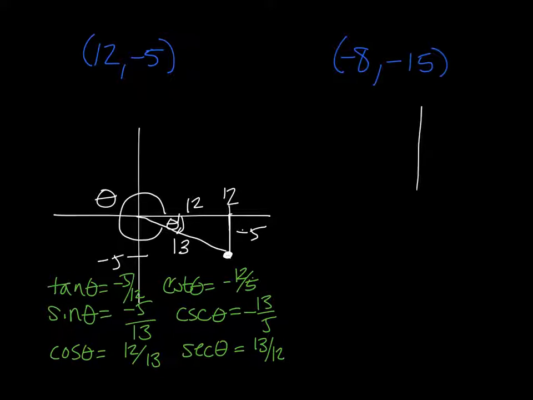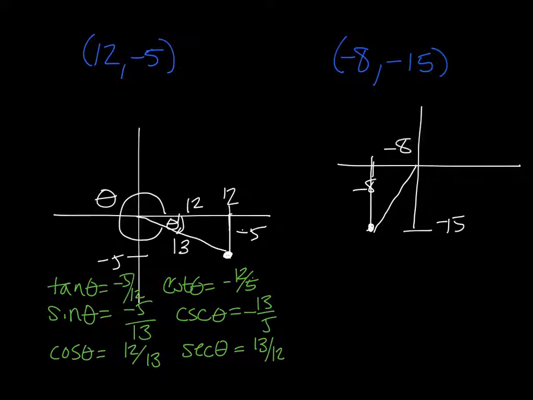If we look at the other one, we've got negative 8 and negative 15. So once again, I draw in my triangle. This side's -8, this side's -15. If we do the Pythagorean Theorem, someone want to help me out with that?